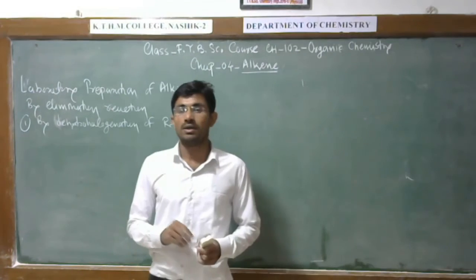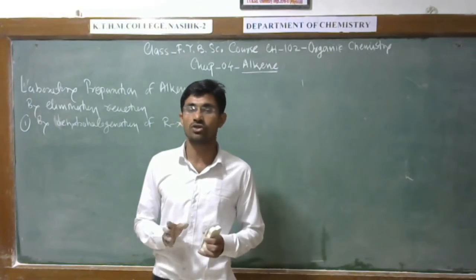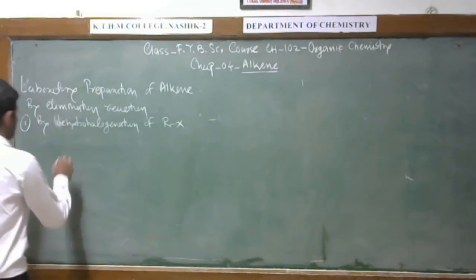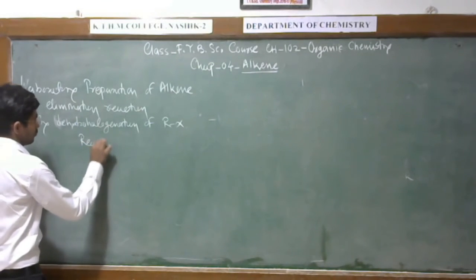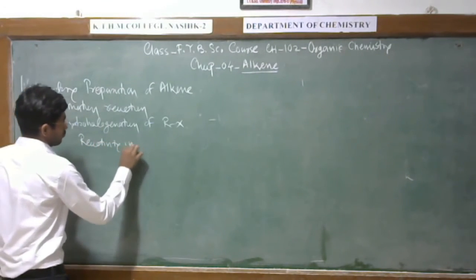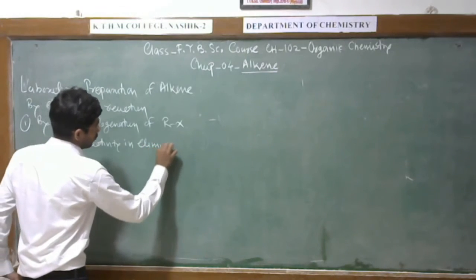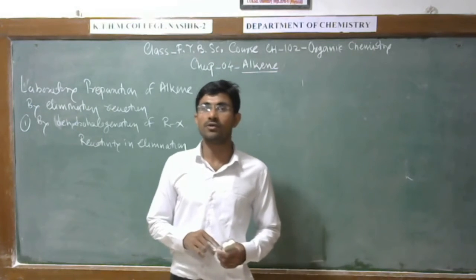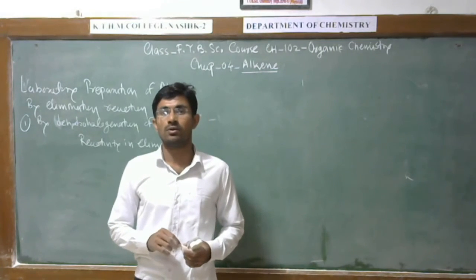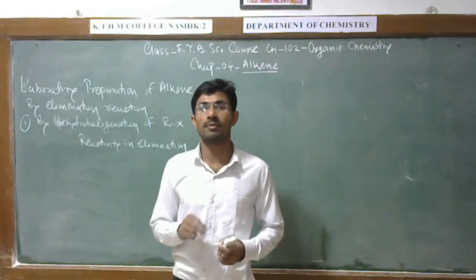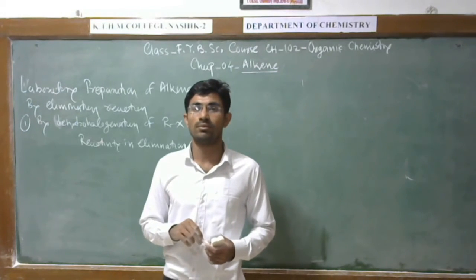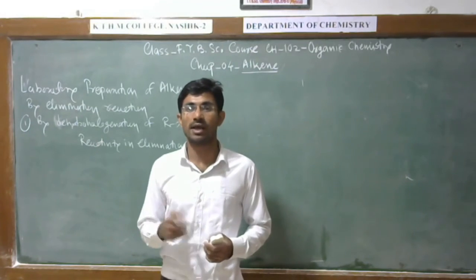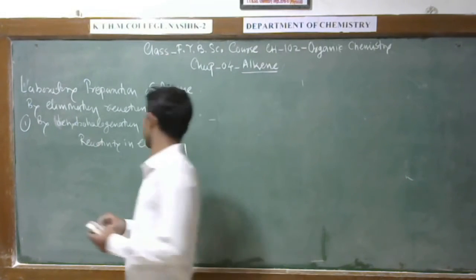Next is the next point from dehydrohalogenation of alkyl halides: reactivity in elimination reaction. Orientation of carbon-carbon double bond depends not only upon the stability of alkene but also upon the nature of alkyl halides and the nature of the halogen atom.